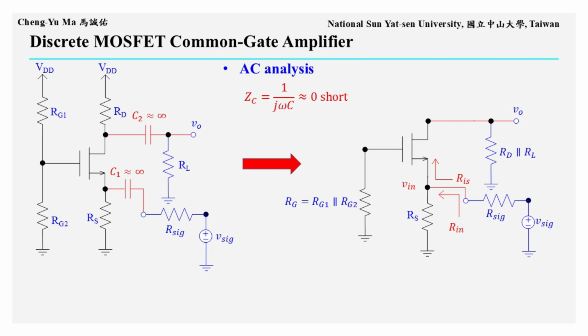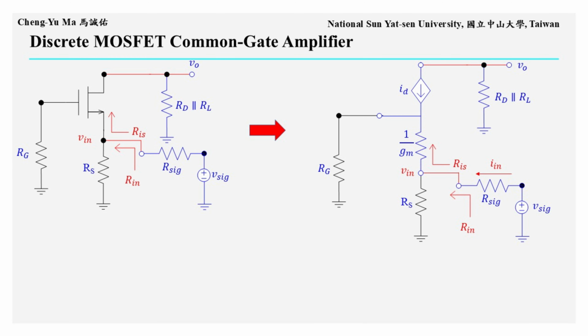So we can simplify the circuit. The parallel combination of RG1 and RG2 is replaced by RG, and RD in parallel with RL is replaced by one equivalent output resistance. This gives the AC small signal circuit shown on the right.